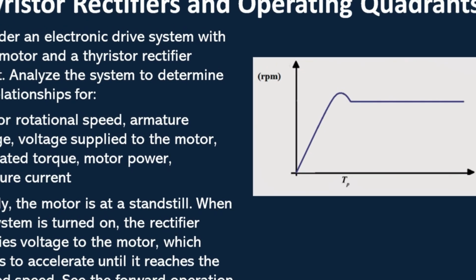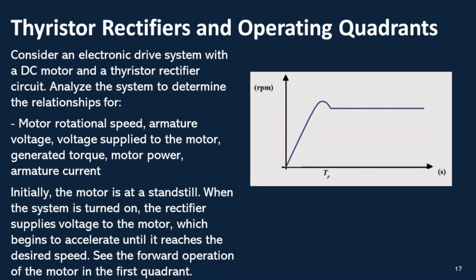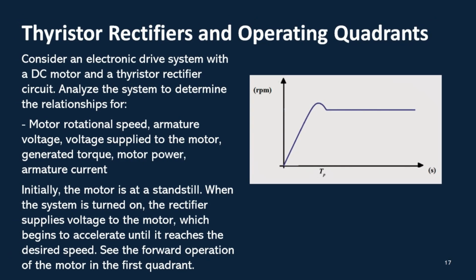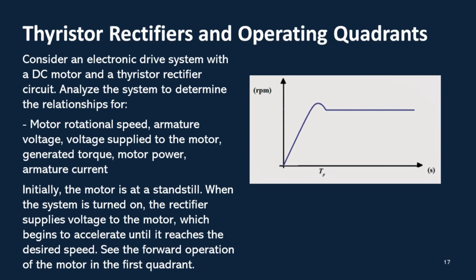Thyristor rectifiers and operating quadrants. Consider an electronic drive system with a DC motor and a thyristor rectifier circuit. Analyze the system to determine the relationships for motor rotational speed, armature voltage, voltage supplied to the motor, generated torque, motor power, armature current. Initially, the motor is at a standstill.